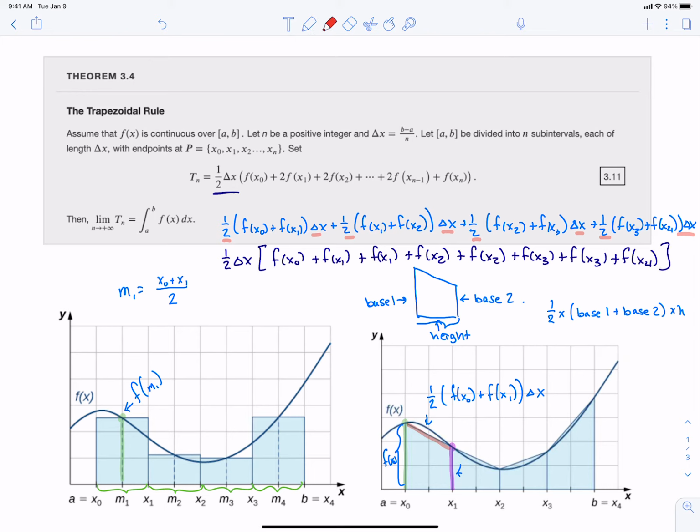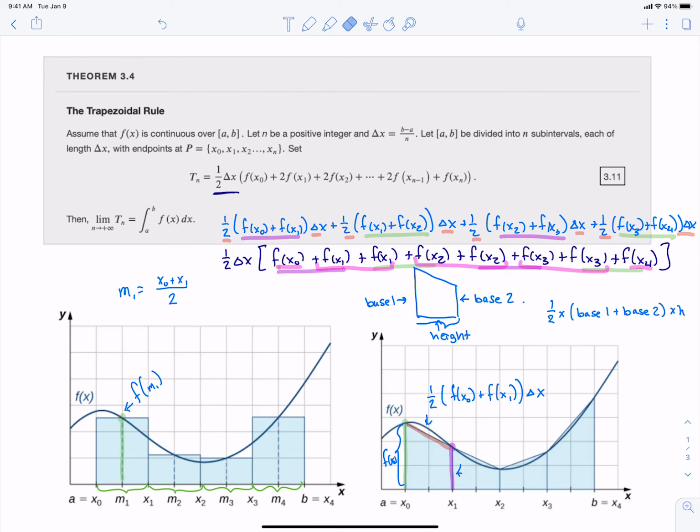So this first one, let's change our color here. This first one is right here. This one right there is right there. We'll go kind of alternating colors. There we go. So notice here we have one f of x sub 0, one of them, and one f of x sub 4. Everything else, we have two of them.